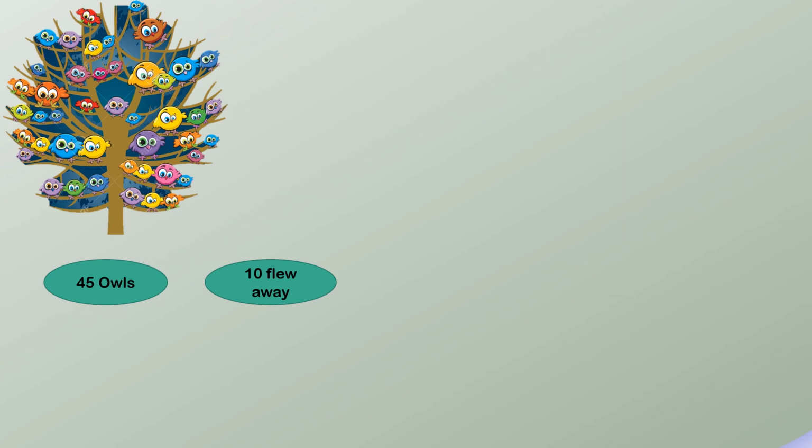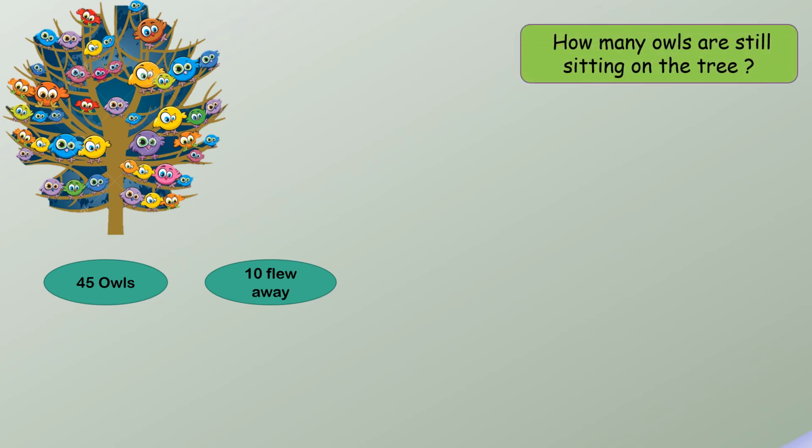If 10 flew away from the tree, there must be other owls which are still sitting, right? So the other owls must be sitting over there because only 10 flew away, right? So how many owls are still sitting on the tree? Find out how many there are.